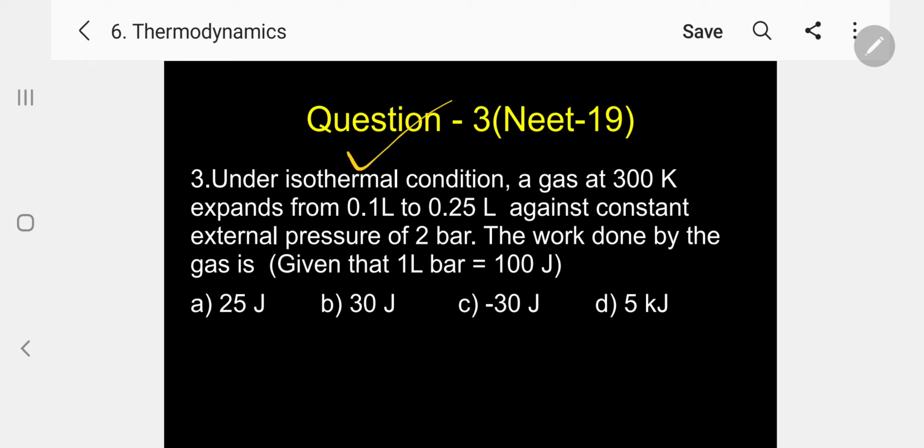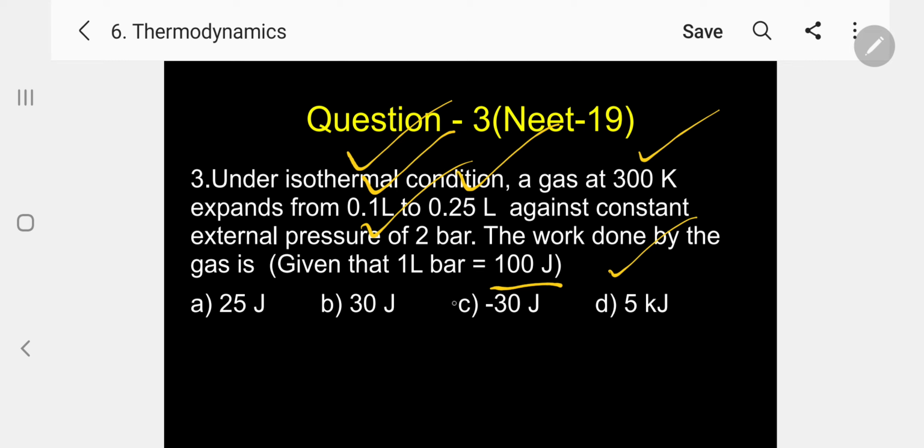Under isothermal condition, that is constant temperature, a gas at 300 degree Kelvin expands from 0.1 liter to 0.25 liter against a constant external pressure of 2 bar. The work done by the gas is, given that 1 liter bar equals 100 joule.